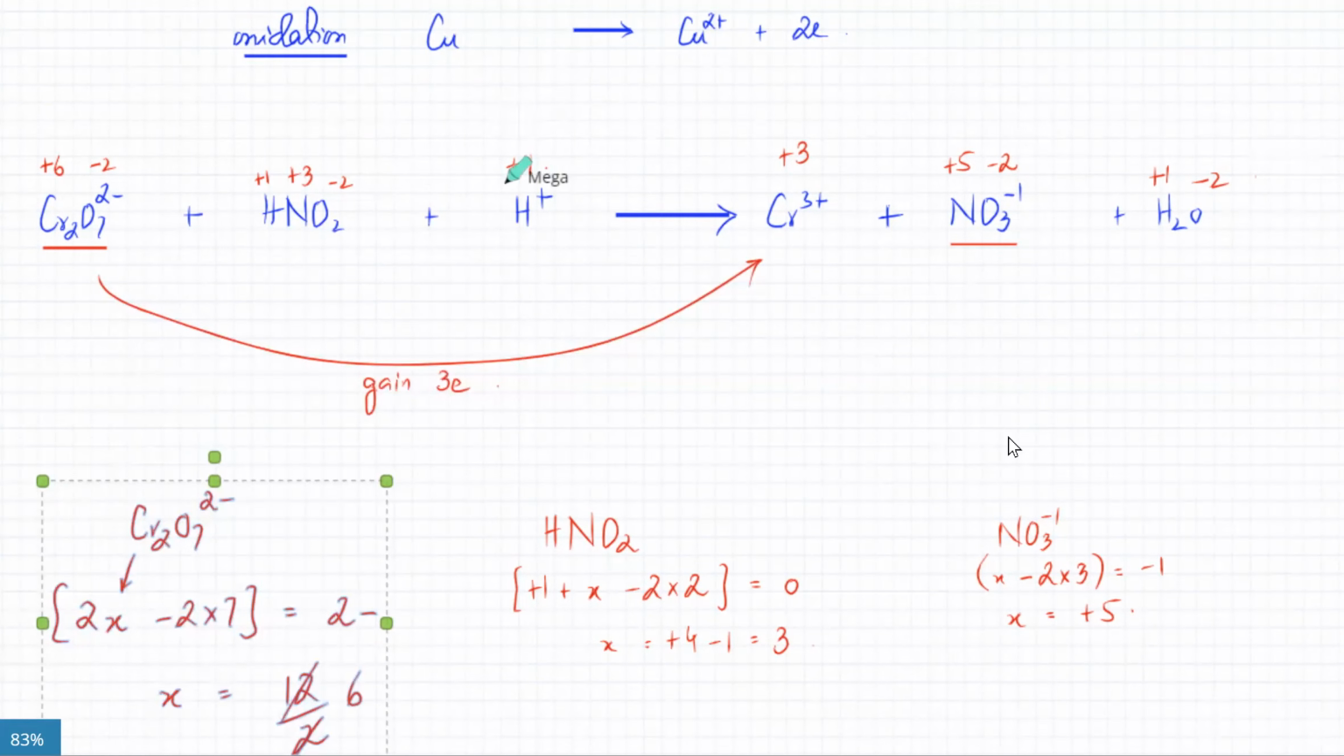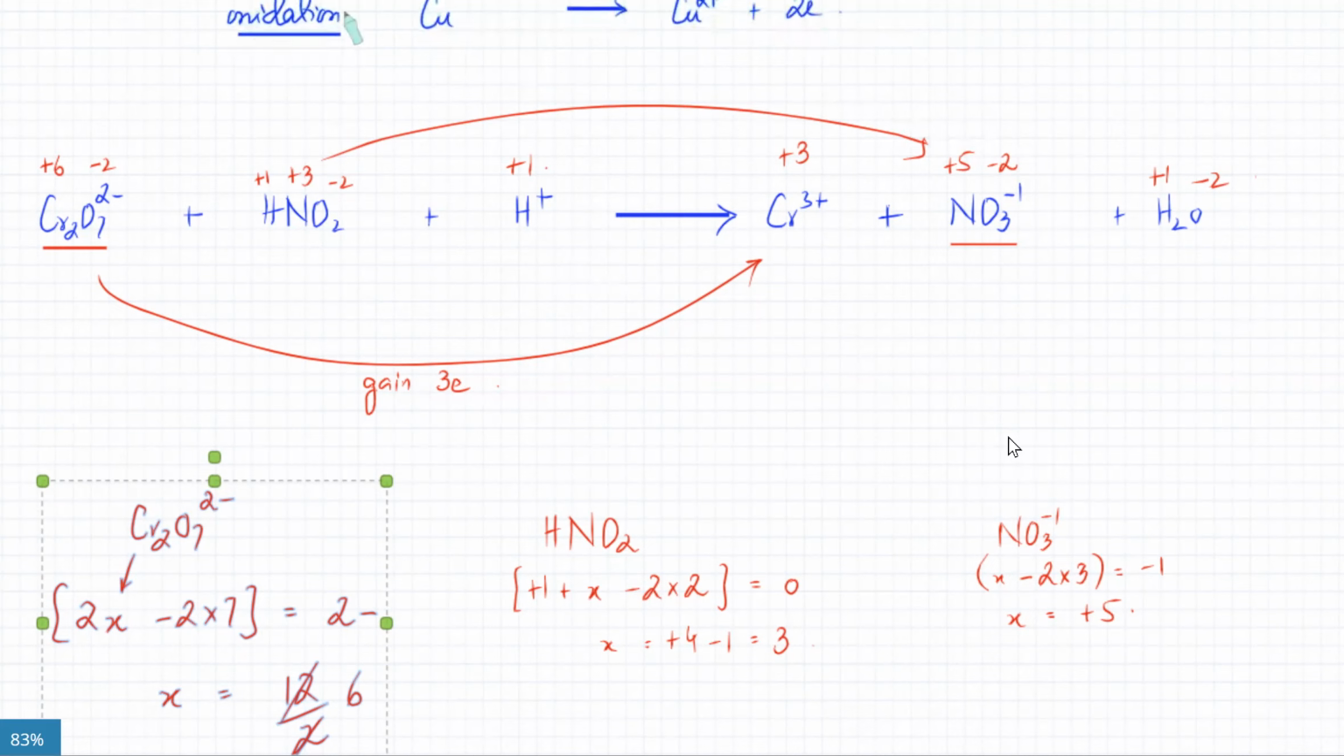N on the other hand goes from plus 3 to plus 5. So that is oxidation taking place. And that's exactly a loss of 2 electrons, plus 3 to plus 5, right? So it's a loss of 2 electrons. You got to make the number of electrons gained and lost equal. So I'm going to pick a number, multiply this with 3. And I'm going to multiply this other one by 2.